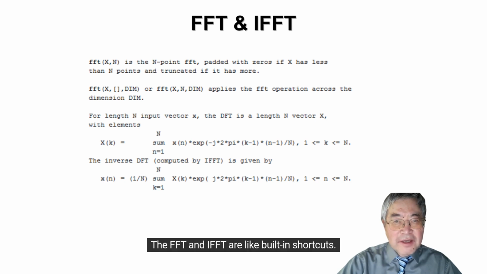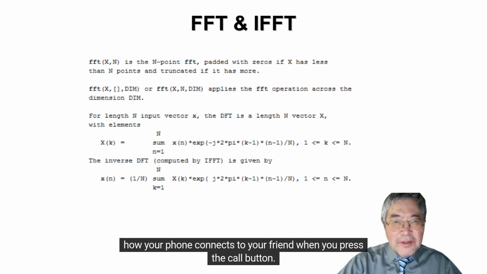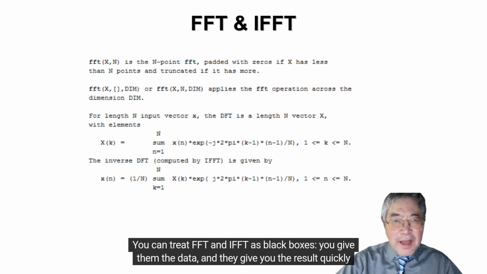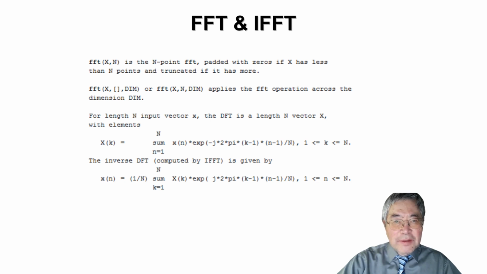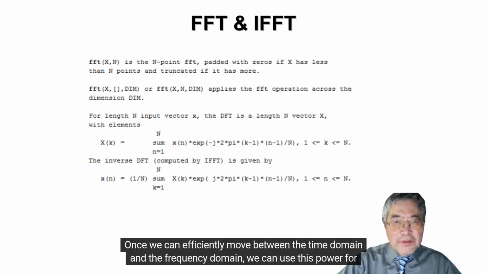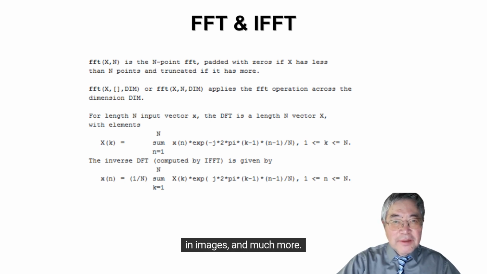The FFT and IFFT are like built-in shortcuts. You don't need to know all the details of how they work to use them, just like you don't need to know how your phone connects to your friend when you press the call button. You can treat FFT and IFFT as black boxes. You give them the data, and they give you the result quickly and efficiently. With FFT and IFFT, Fourier analysis becomes practical for real-time work. Once we can efficiently move between the time domain and the frequency domain, we can use this power for many applications, performing convolution, estimating spectra, removing noise, detecting patterns or contours in images, and much more.